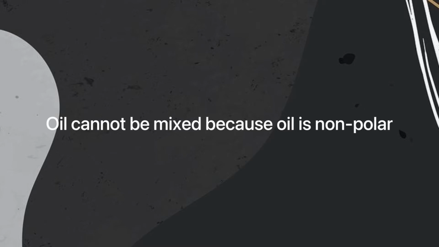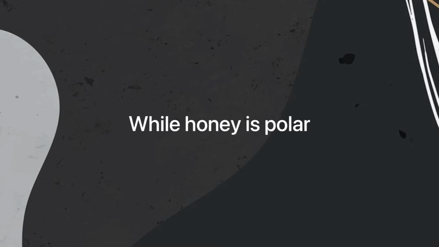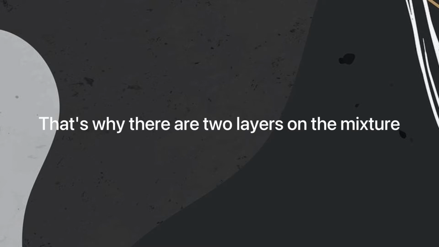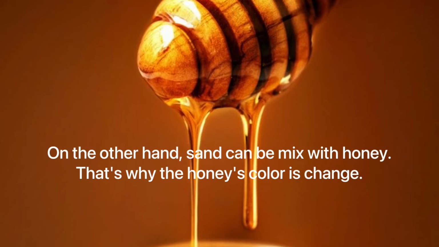Oil cannot be mixed because oil is nonpolar. Nonpolar substance can only be mixed with nonpolar too, while honey is polar. That's why there are two layers in the mixture. Also, oil and honey have different density, so they can be separated by decantation process. On the other hand, sand can be mixed with honey. That's why the honey's color is changed.